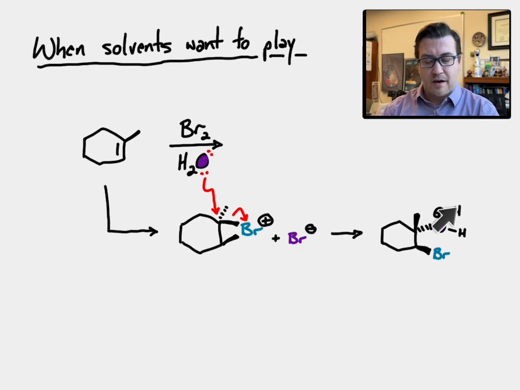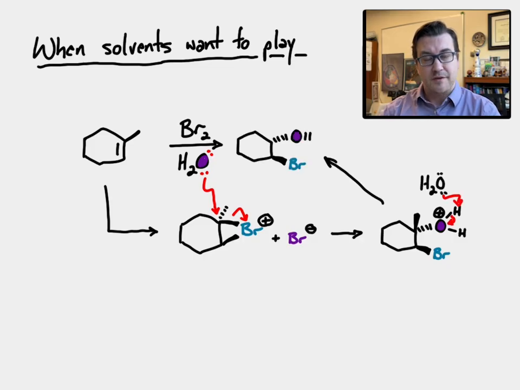We don't like to leave our molecules in the protonated form like this, so we could show there's other water around that can pick up the proton and give us our final product, which has an alcohol directly adjacent to this bromide leaving group. I'll point out that if you deprotonated this alcohol, you could form an epoxide because the leaving group is anti-periplanar to this nucleophile.